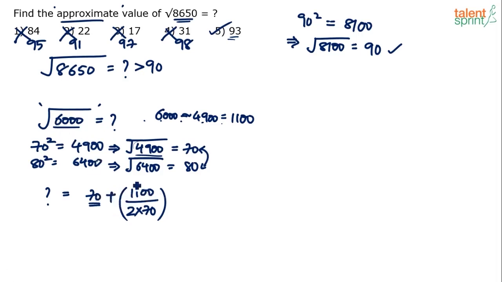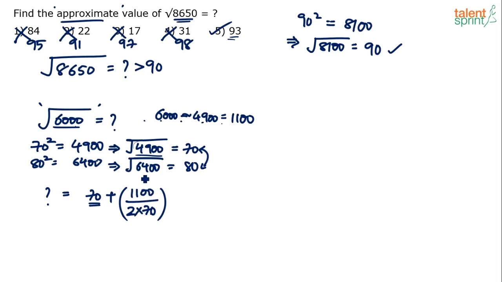So 70 plus. What is this 1100? This 1100 is the difference between 6000 and 4900, the given value and the value considered in the first step. This should be divided by 2 times 70. Always twice of 70. What is 70? 70 is the number that we have taken in the first step. Now what is 2 into 70? 140. 1100 by 140, or 110 by 14, whichever you take.